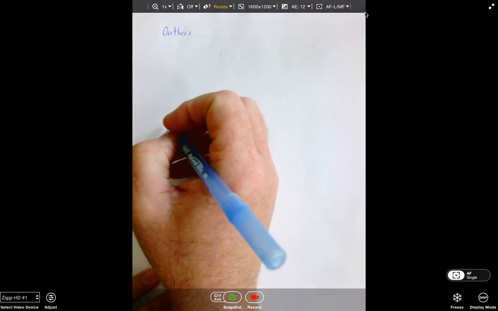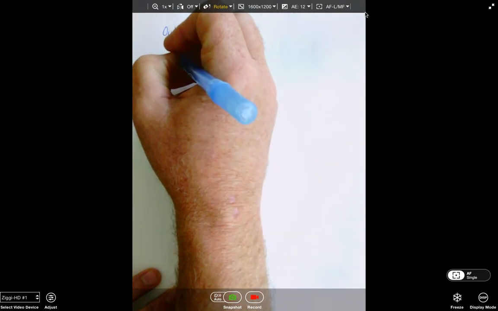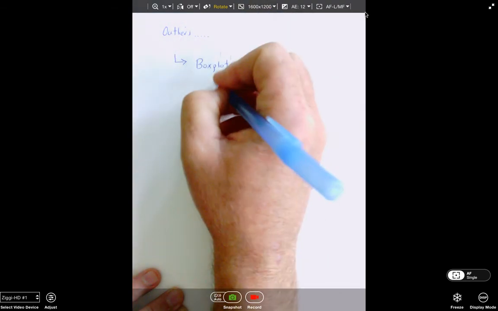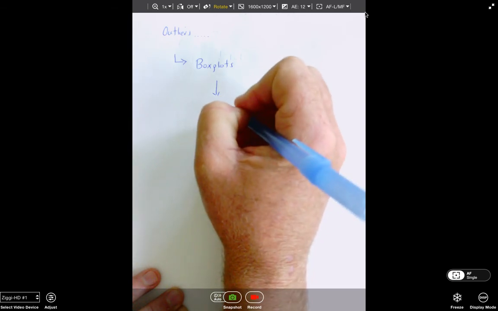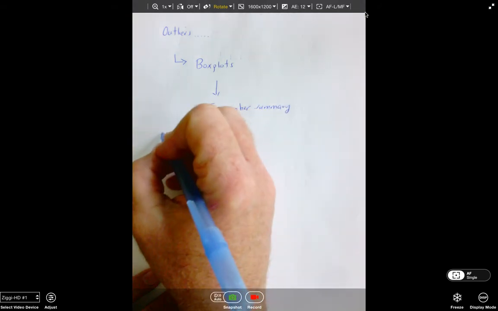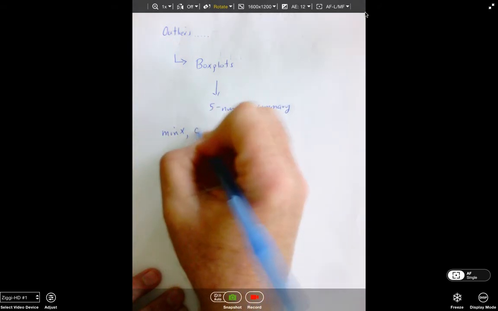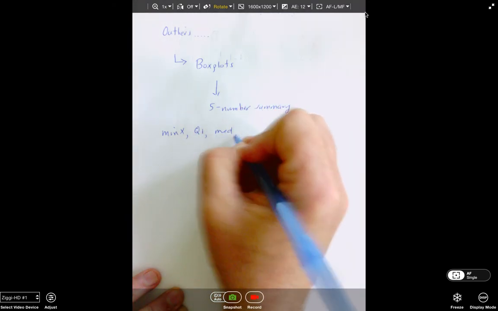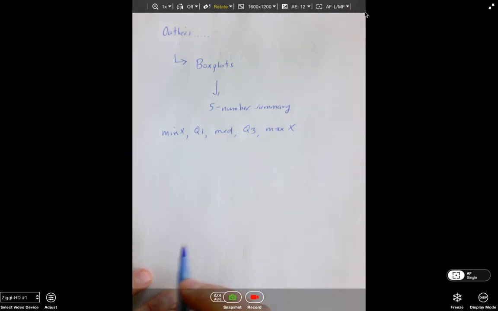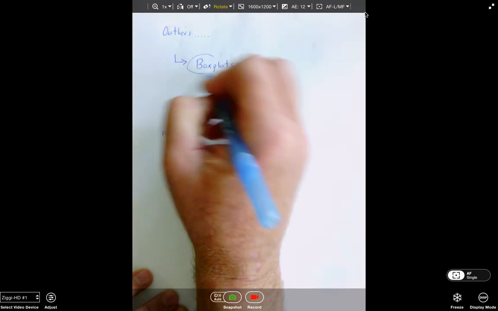There are actually 2 types of box plots, and these come from the 5-number summary. They include the min value, Q1, the median, Q3, and the max value. Standard deviation and the mean aren't involved in creating a 5-number summary. I'm sorry, in creating a box plot.